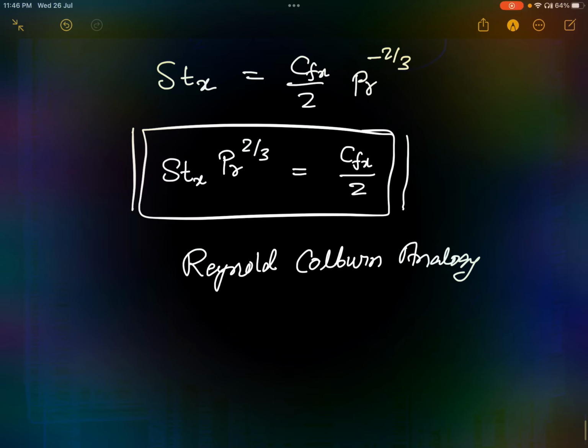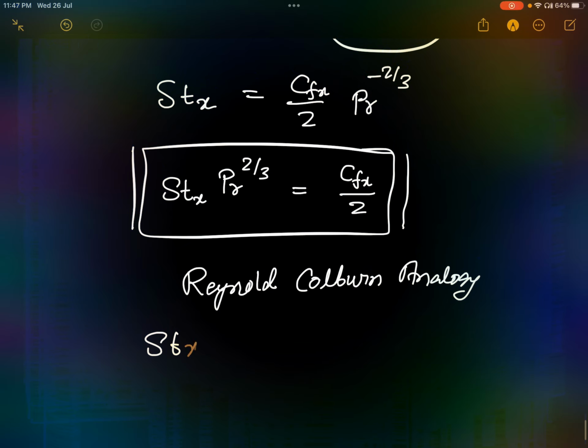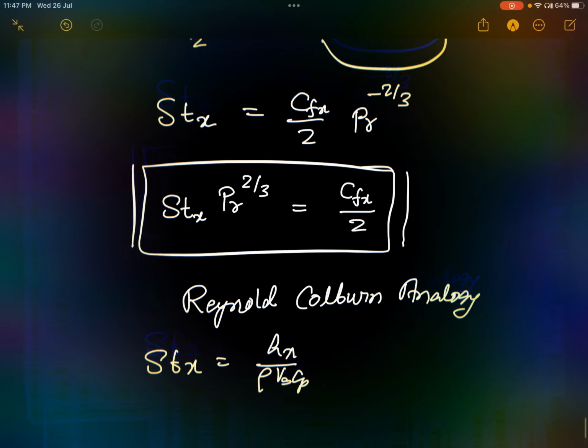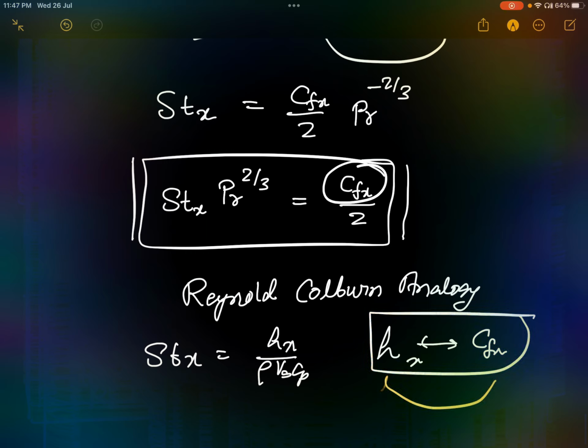Here you can understand that Stanton number is equal to Hx upon rho V infinity Cp, and it is directly related to Cfx. So by knowing Cfx, the local skin friction, we can find the local heat transfer coefficient. This is the main fundamental of the Reynolds-Colburn analogy.